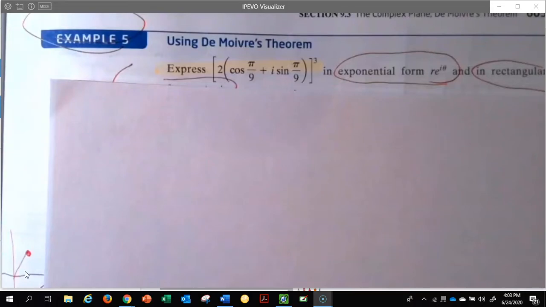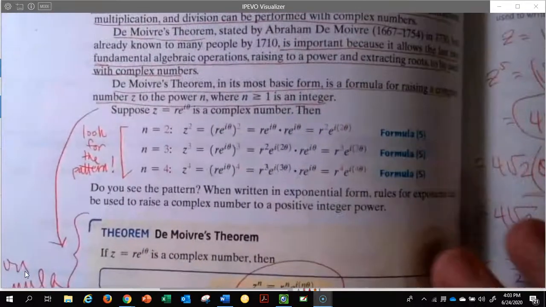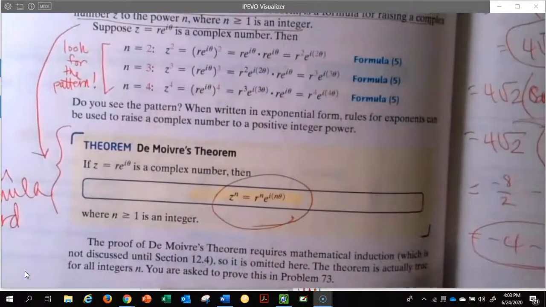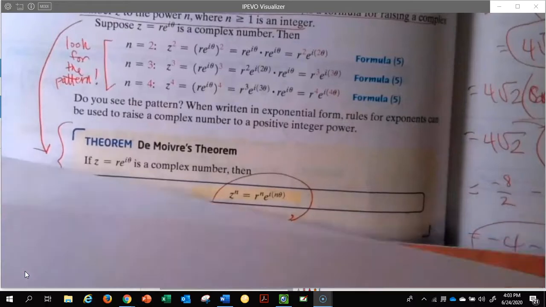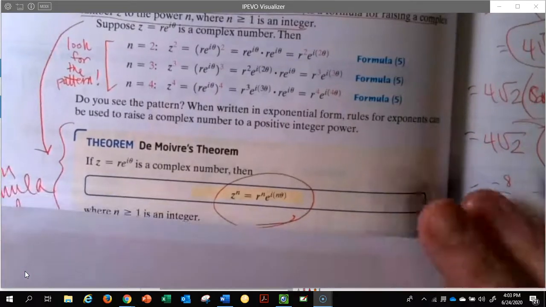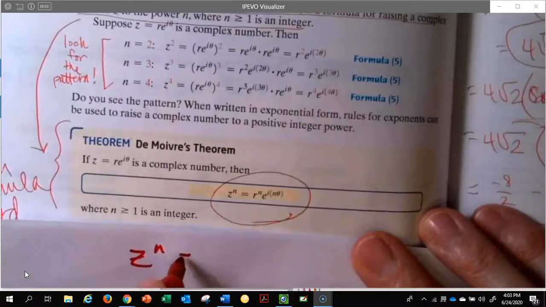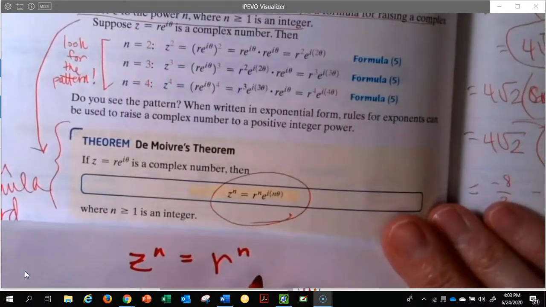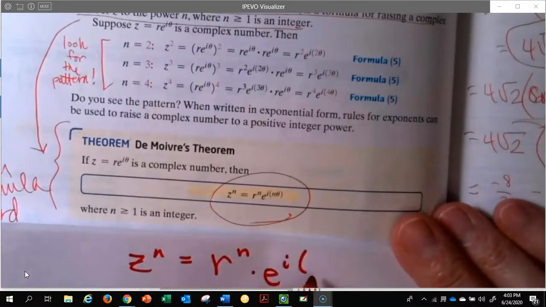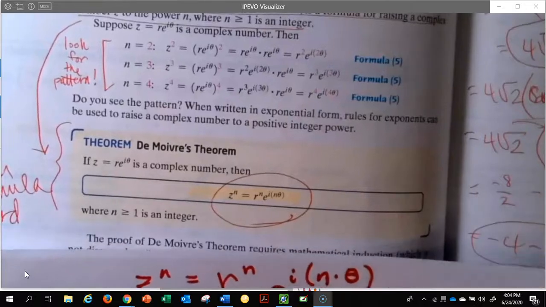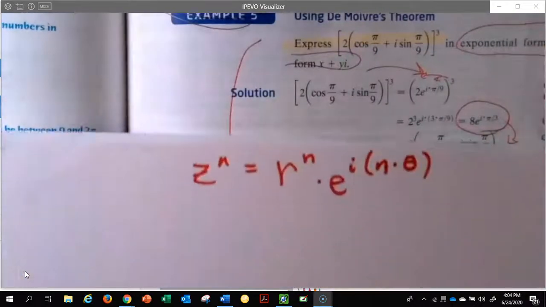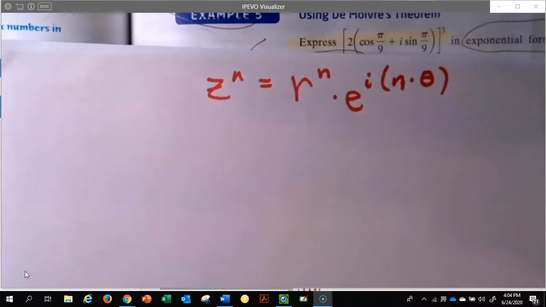Looking at what we have, I'm going to run back over here to the formula, and I have to raise my document camera again. I notice that it is saying z to any power is going to be the modulus to that same power times e to the i, and then take the number for the power and don't raise your argument to that power, just multiply it by that power. That brings us back up to the top, to example 5.